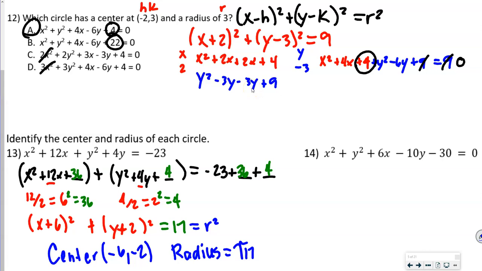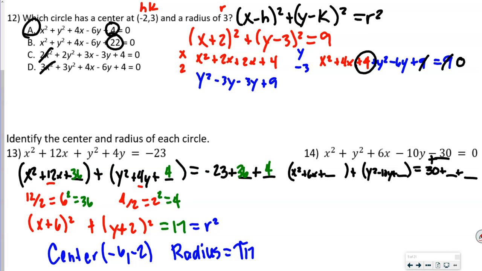Okay, so we're going to, again, create a set of parentheses, 2 sets of parentheses. And this time, I am going to move that 30 to the other side, so I'm going to do that by adding it. So it's going to be a positive 30 over there. So we got x squared plus 6x plus blank and plus a blank, right? And then we're going to do y squared minus 10y plus blank plus a blank right there.